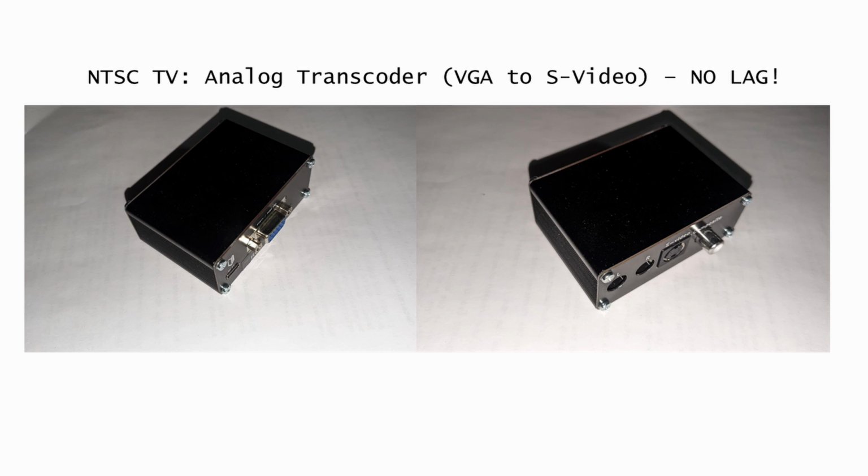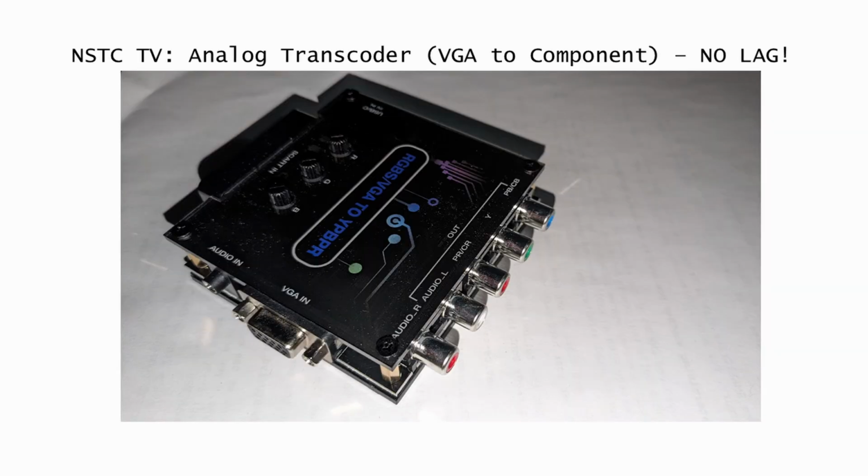They're a little bit more expensive. They come out of New Zealand, but they can do VGA to S-Video transcoding in real time. So they're pretty cool if all you've got is S-Video on your monitor. An even better and actually very cheap option now, you can find these all over AliExpress, are VGA to component analog transcoders. Again, no lag.